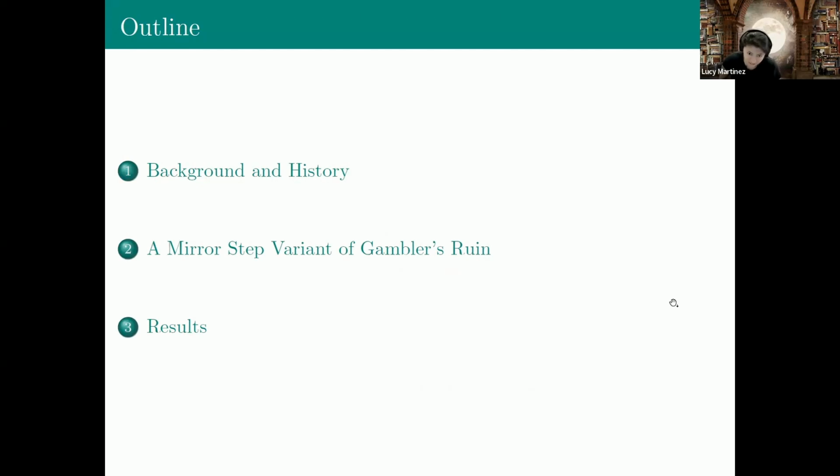First, I will be going over some background and history on the gambler's ruin problem, and shortly after that, we're going to be going over this new generalization of the gambler's ruin, which we're going to call a mirror step variant. And we're going to conclude with some results and future work. Feel free to ask me any questions at any point of the presentation, unless it's a long question, maybe it could wait until the end.